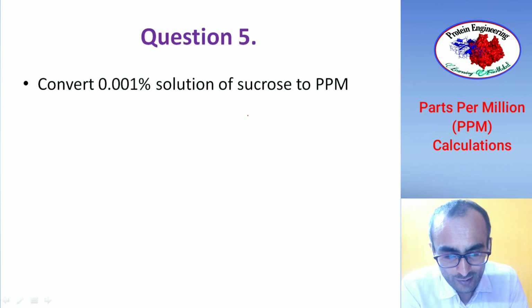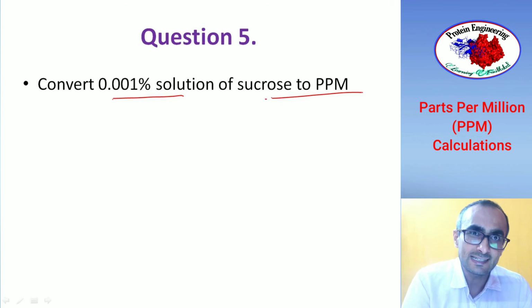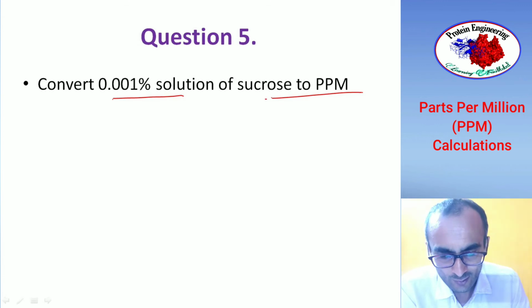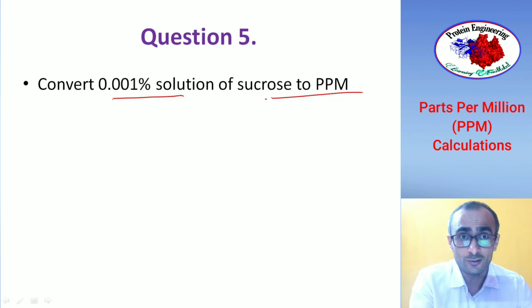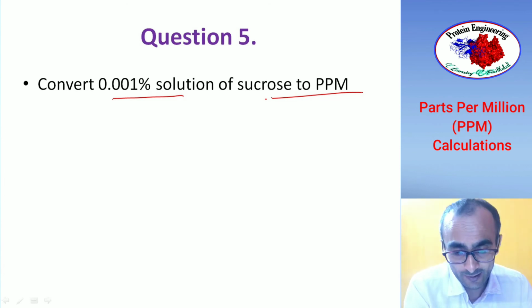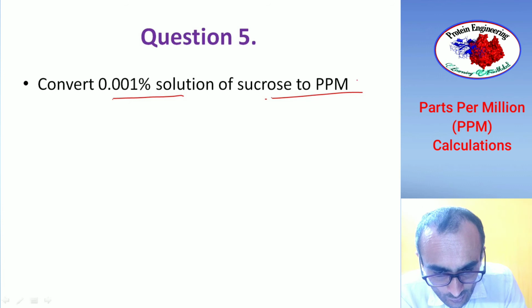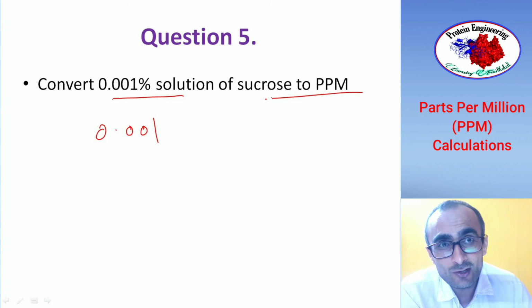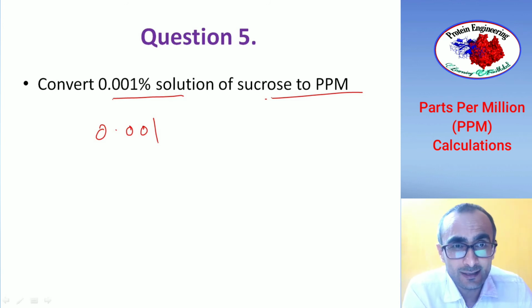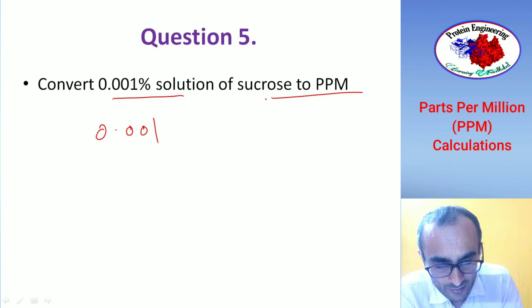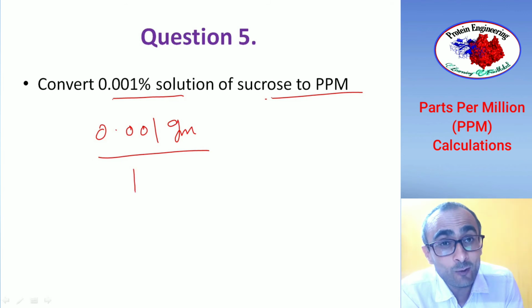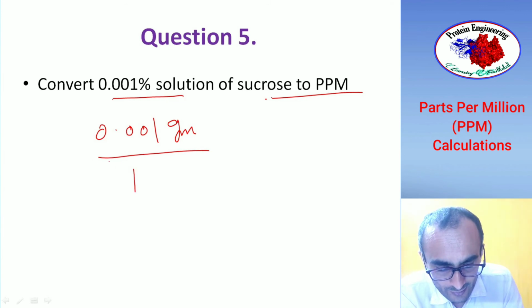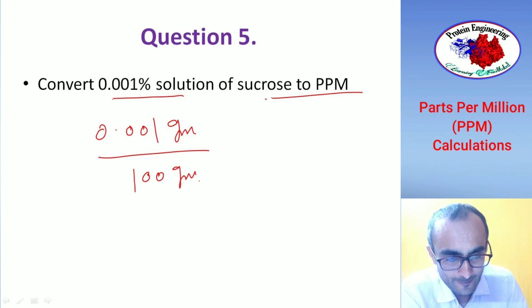Now convert 0.01% solution of sucrose to ppm. So how will you convert percentage of any solution into ppm? So as per definition of percent solution, as we have also discussed in earlier lecture on how to prepare percent solution, so you will have 0.01 grams per 100 ml, and 100 ml of water is equal to 100 gram of water. So 100 gram of water, we can say that.